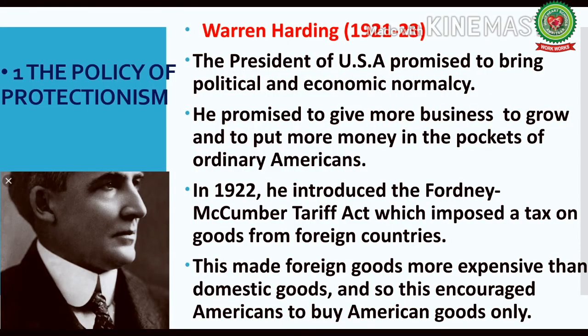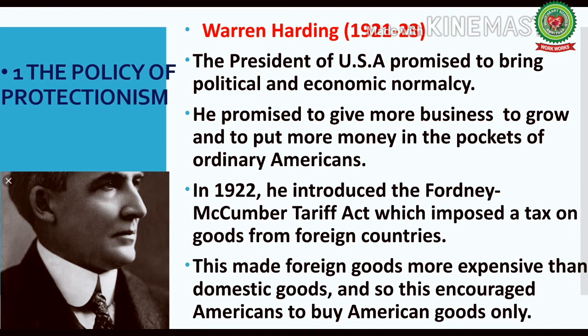Warren Harding was the first ever Republican president of the USA. He became president in 1921 and stayed in office till 1923. He adopted the policy of protectionism. The President promised to bring political and economic normalcy after the First World War. He promised to give more business to investors and put more money in the pockets of ordinary American people.